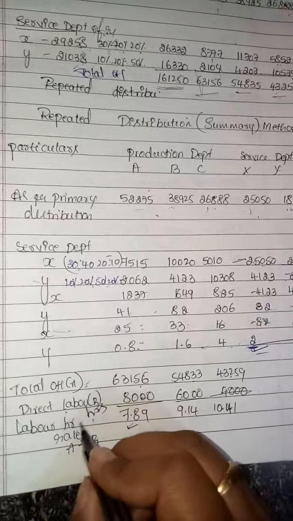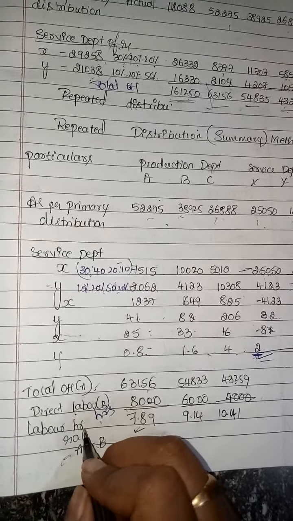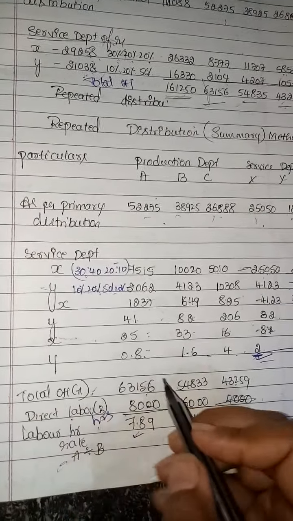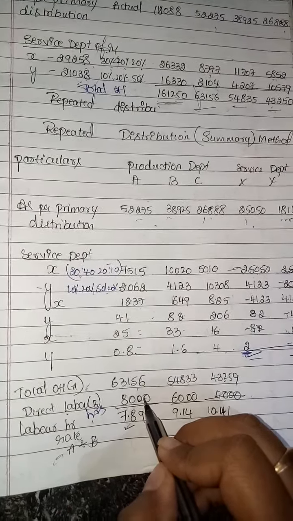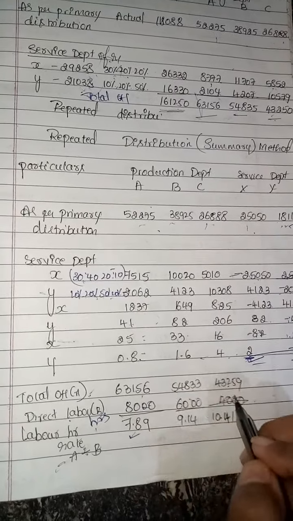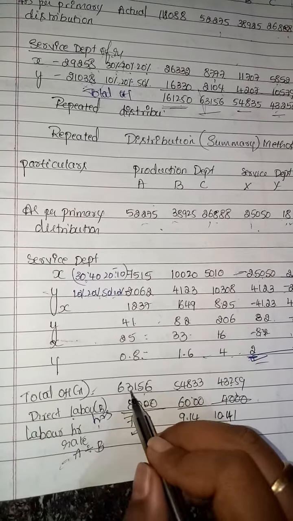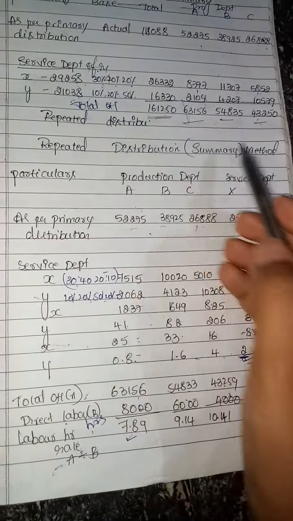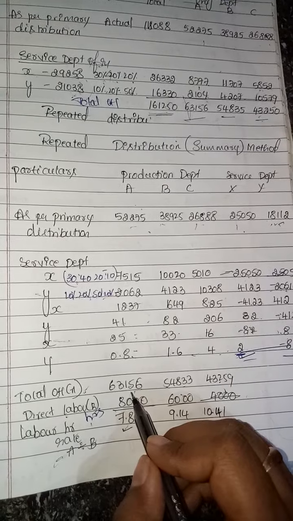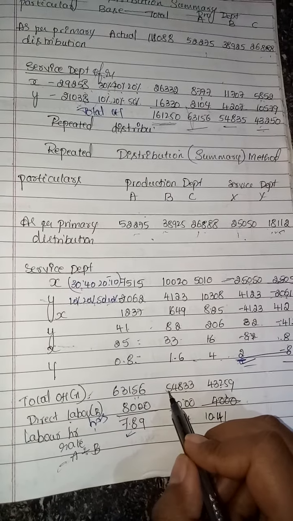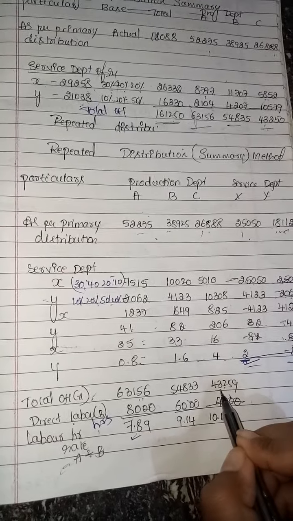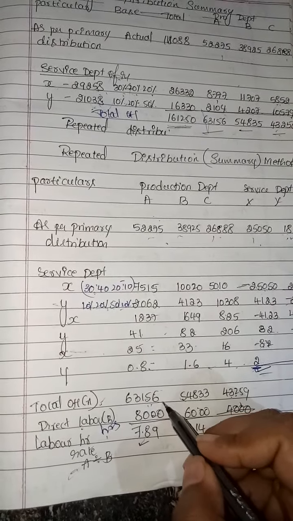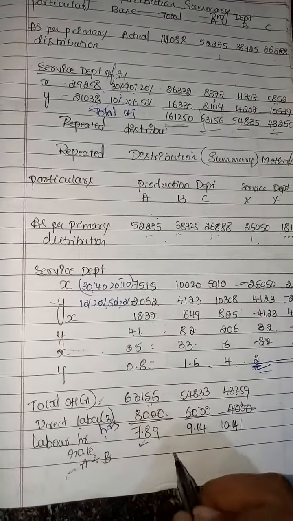So now they are asking to calculate the labor hour rate. The formula for calculating the labor hour rate is total overhead divided by direct labor hours. They have mentioned the labor hours for the production departments like A department 8,000, 6,000 and 4,000. The total overhead, primary along with service department using the repeated distribution method, will be like 63,156, 54,833, 43,259. These values we are getting. So now we divide the two, total overhead divided by direct labor, to get the labor hour rate.